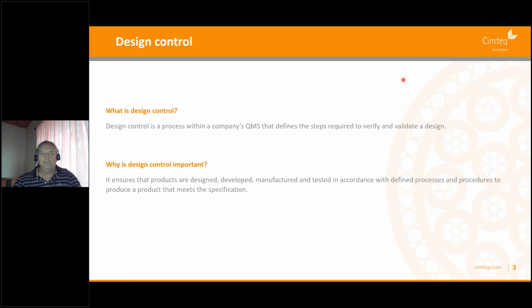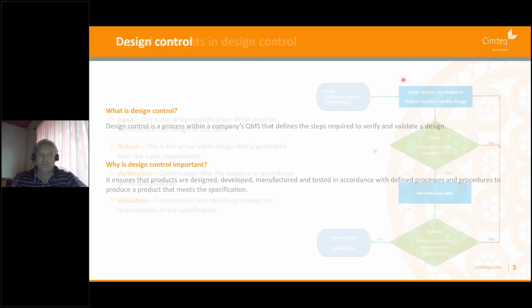So first off, what do we mean by design control? Design control is something that's talked about in a lot of international standards. ISO 9001 is one that comes to mind for me personally. But basically, it's a process within a company's quality management system that defines the steps required to verify and validate a design. And why it's important is it ensures that companies have products that are designed, developed, manufactured, and tested in accordance with defined processes and procedures to produce a product that meets the specification.